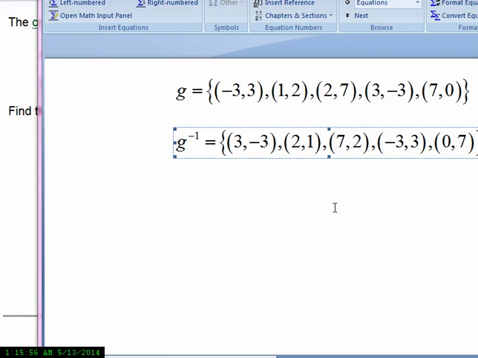So now the problem asks us to find g inverse of -3. What that means, when they ask you for g inverse of -3, is that it's equivalent to saying, find x equal to -3. And here it is. g inverse says, give me that corresponding y value. So g inverse of -3 is this y value of 3.